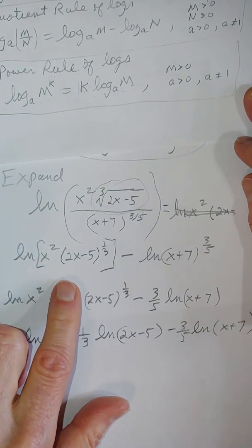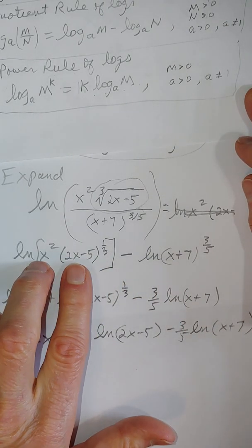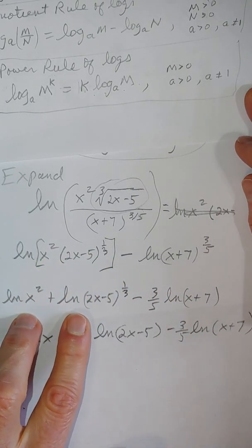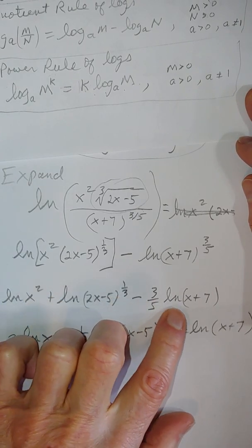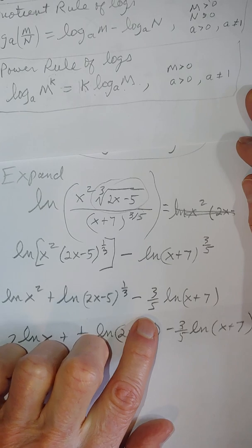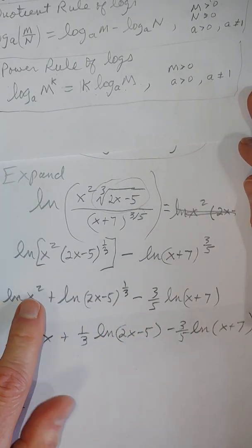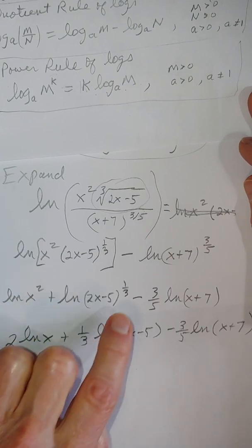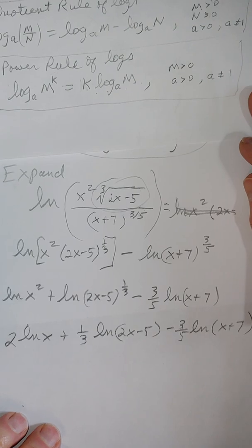Use the quotient rule, log of the numerator minus the log of the denominator. Here's a product. Use the product rule. Write it as a sum of two logs. Log of each factor added together. Minus, you can bring the 3/5 down now. You can wait and do it at the end. Then use the power rule again to bring the 2 down in front of here and the 1/3 down in front of this log and multiply. And there it is, totally expanded.